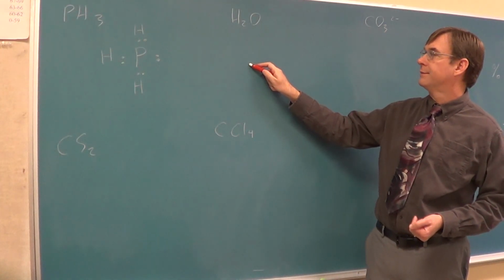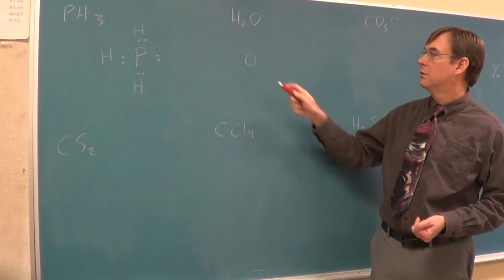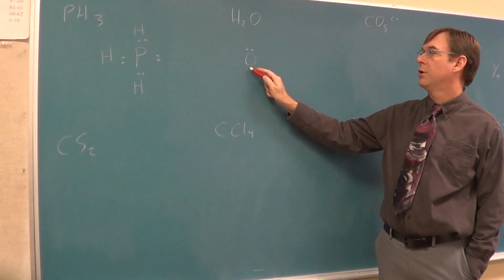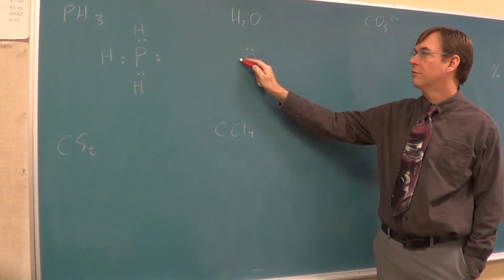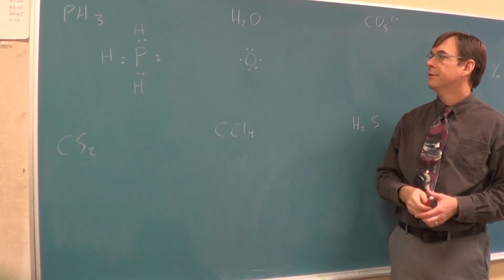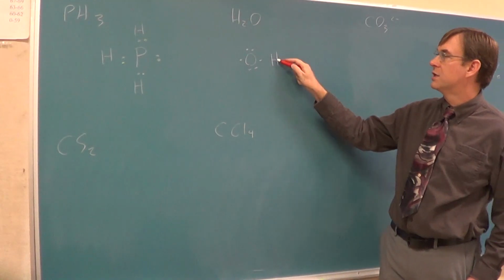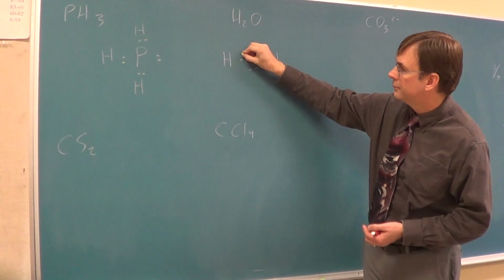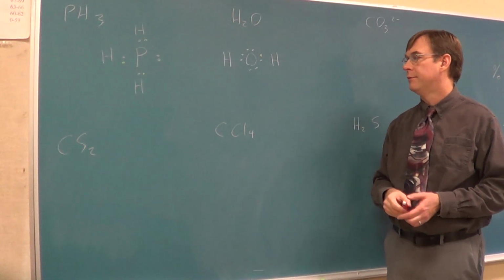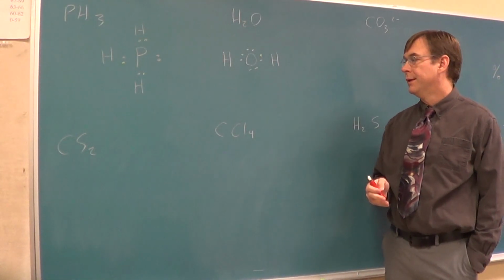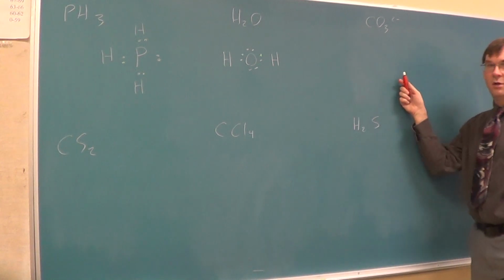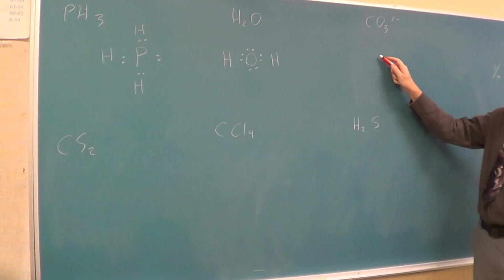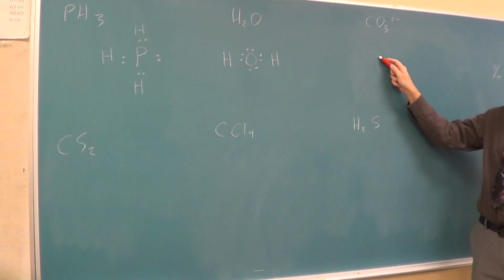Central on this, O. O has 6, so I might go like 1, 2, 3, 4, 5, 6. Two hydrogens, one on each side, each bringing one. Any tricks there? No. Nope, that one worked fine. Am I still on view here? Yep. Okay.